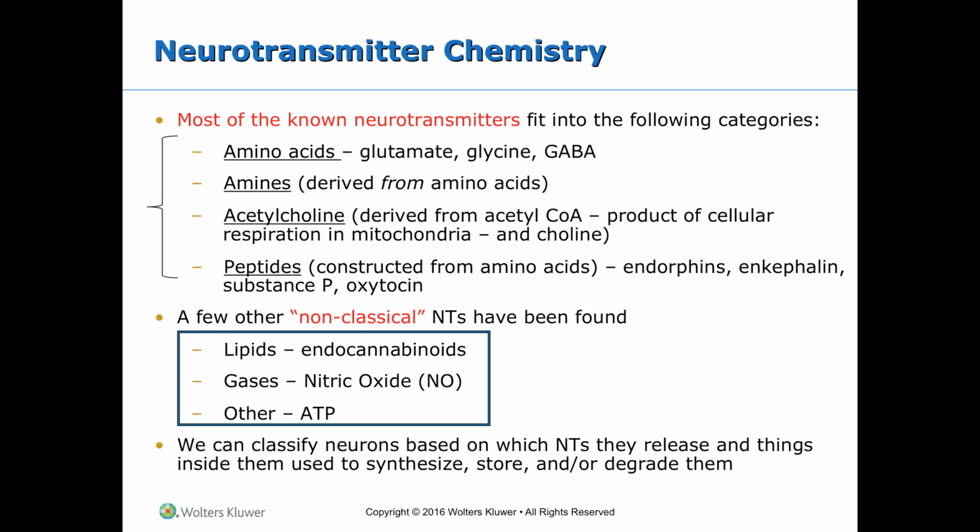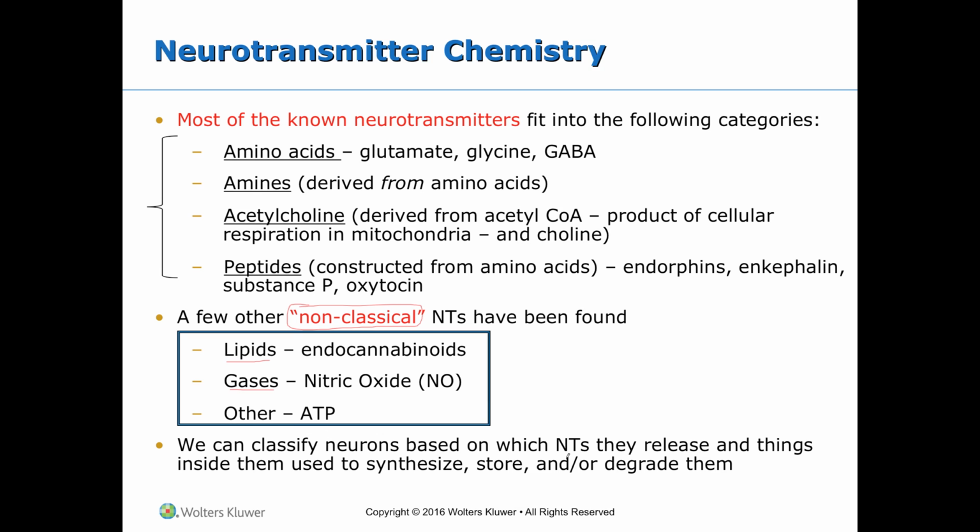So most of the known neurotransmitters fit pretty nicely into your amino acids, your amines, and your peptides. A few other non-classical neurotransmitters have been found though, and these are neurotransmitter examples that still behave like neurotransmitters in some fashion, but they're non-classical, such as lipids, which diffuse through the plasma membrane, gases, which also diffuse through the plasma membrane, and others including ATP.